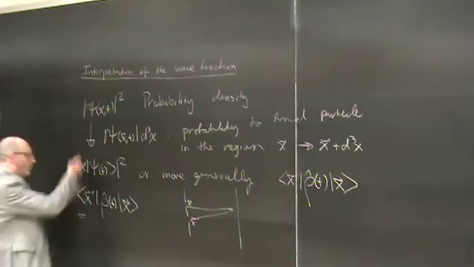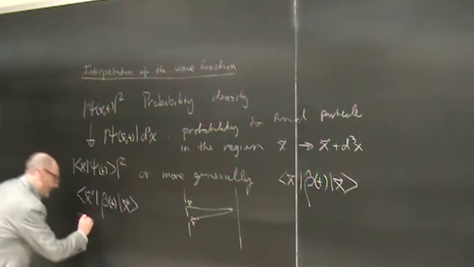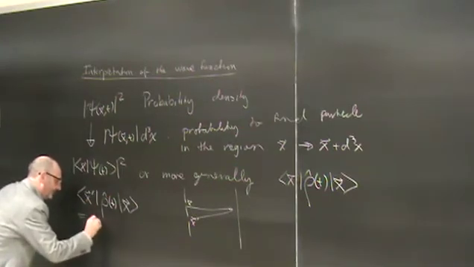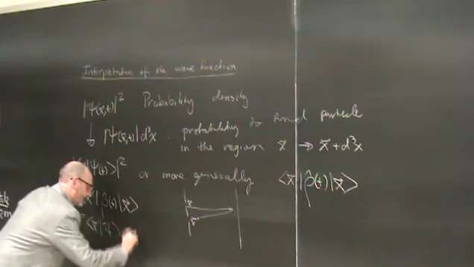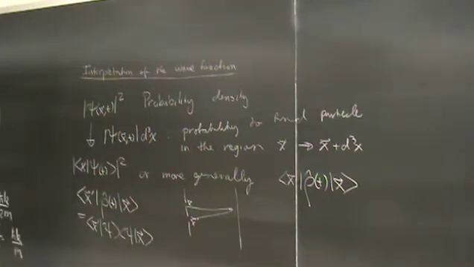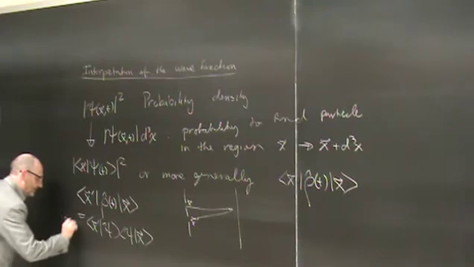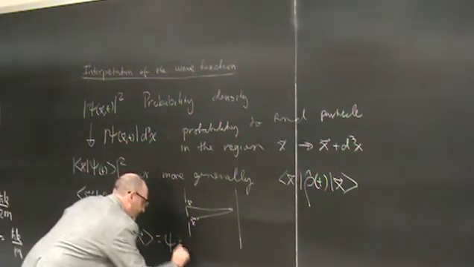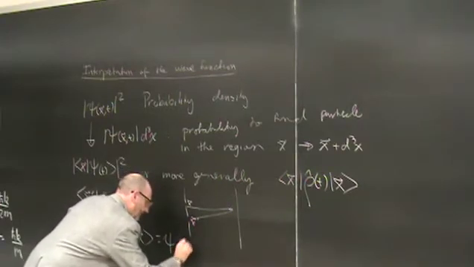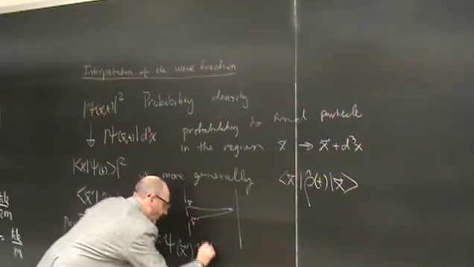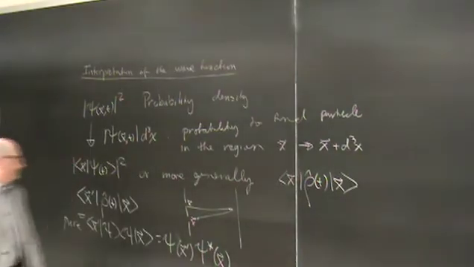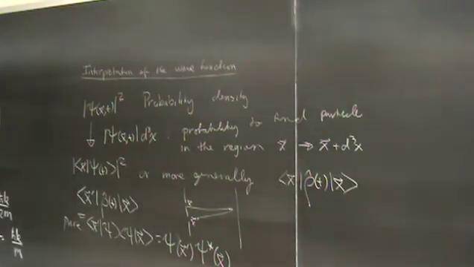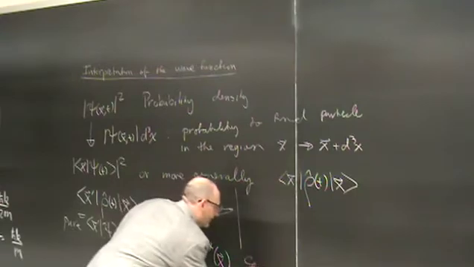If this were a pure state, well, this is for a pure state, this, which is the product of psi at x prime and psi star at a different x. So this is telling me about the coherences.